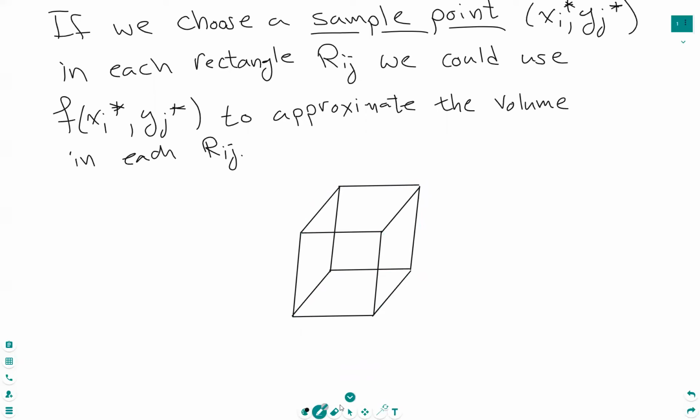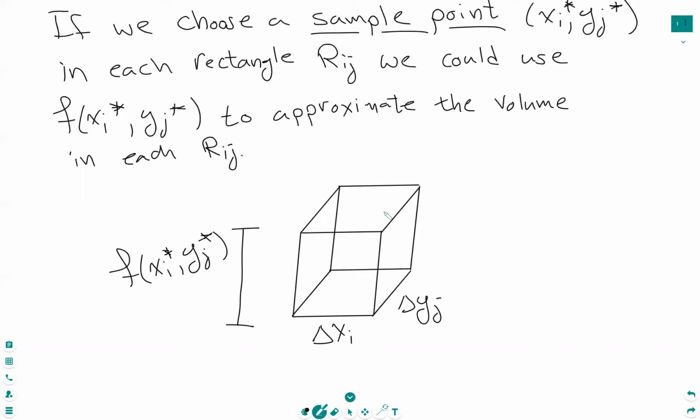So here, we're just looking at some arbitrary rectangle as the base. We have delta x_i and delta y_j. And the height here will be determined by f of x_i star and y_j star. So we plugged in our sample point, and that gave us the height of this rectangle. So instead of the surface here, we just make a rectangle with height that's given by f with our sample point.